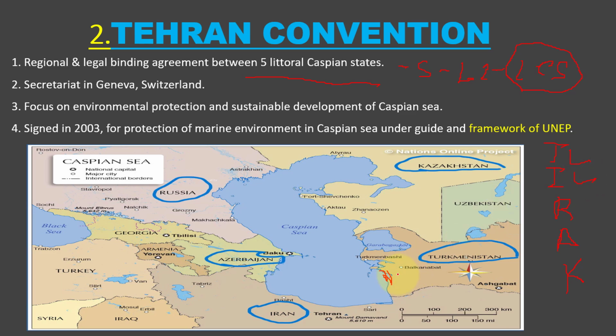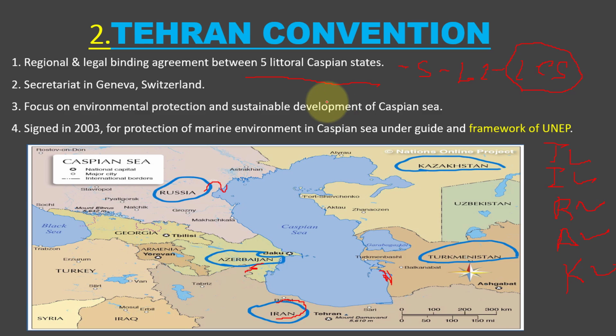Now I stands for Iran, as you can see here, friend. R stands for Russia. Russia also touches the border with the Caspian Sea. And A, Azerbaijan. You can see here, friend, it also has a border with the Caspian Sea. Now K, Kazakhstan, also touches the border with the Caspian Sea. So these were the five nation, friend, littoral states. So basically, the Tehran Convention is related to these countries.